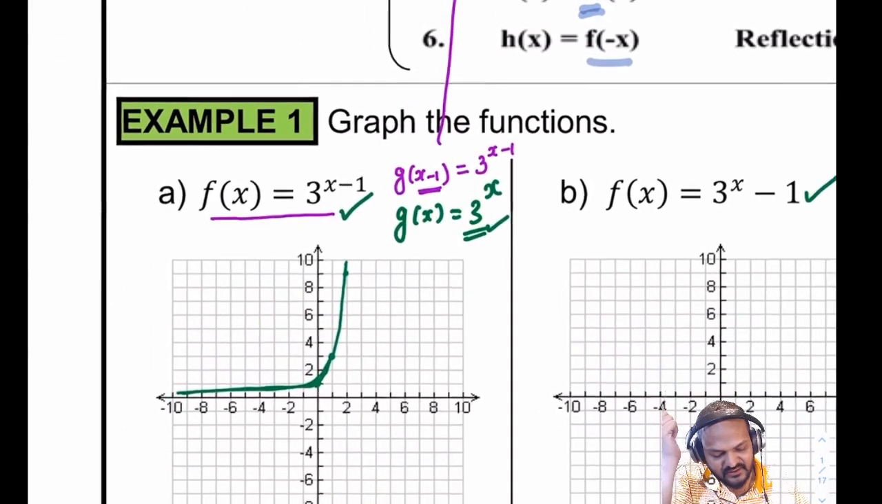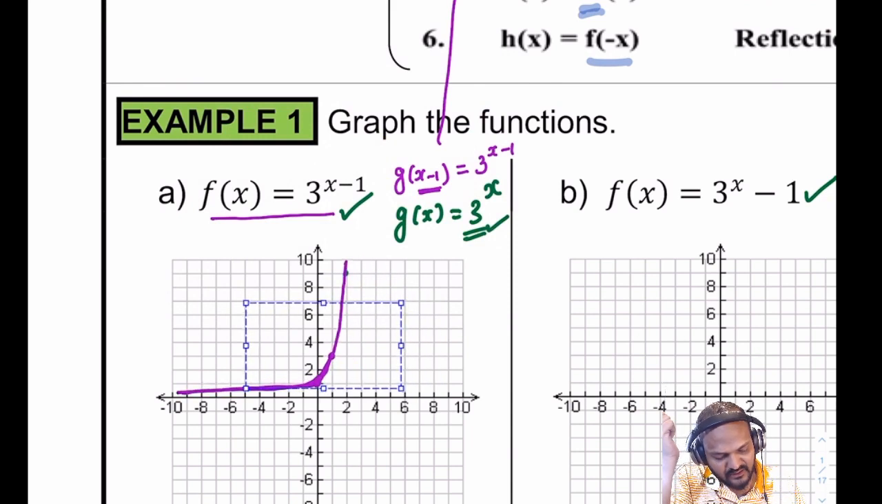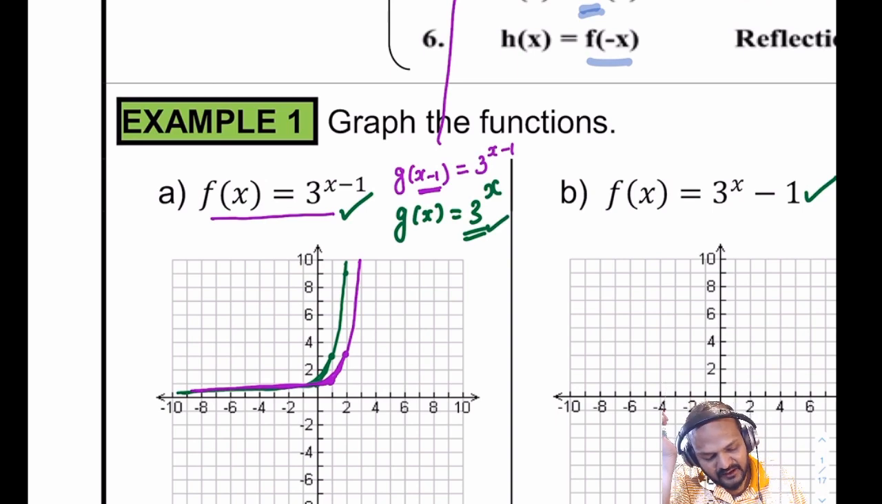So if I shift this 1 unit to the right, let me copy this graph and paste it. Let me change the color. So here's the graph, and that is the graph g of x equals 3 to the x. So 3 to the x minus 1 is basically subtracting 1 from the independent variable, so I have to shift 1 unit to the right. If I do that, ladies and gentlemen, you would agree the graph is going to look like this. So this would be the graph of 3 to the x minus 1.